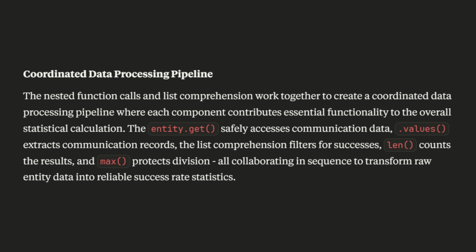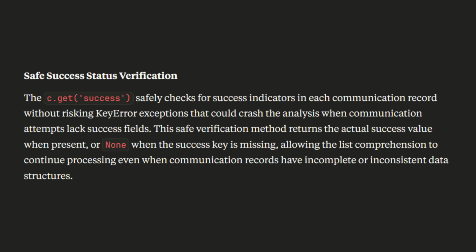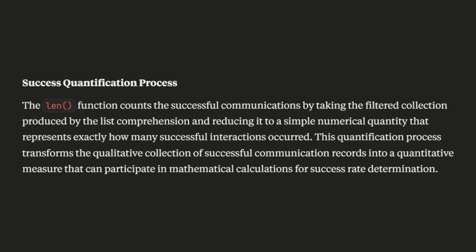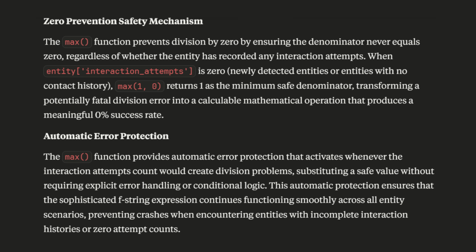The nested function calls and list comprehension are working together here. Entity.get safely gets communication data. Inside there, you see communication_patterns in a string, comma, empty dictionary. .values extracts all the communication records. c.get success checks each communication for success. The list comprehension filters and collects successful communications. Len counts the successful ones. Max prevents the division by 0.